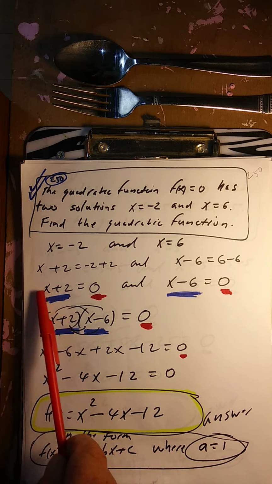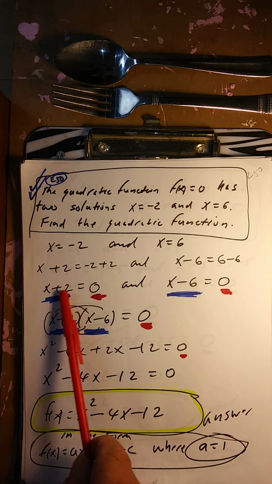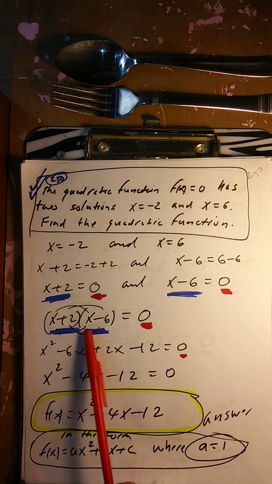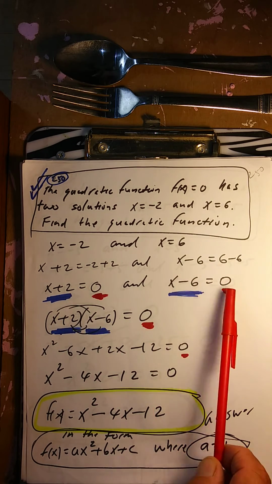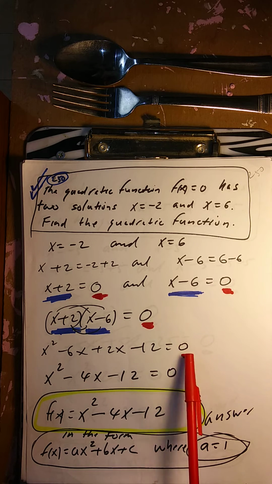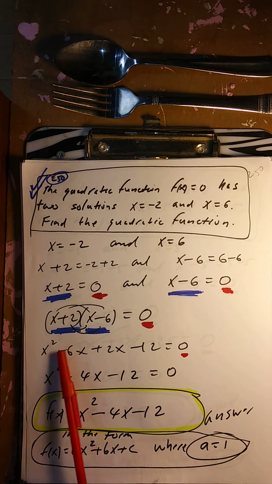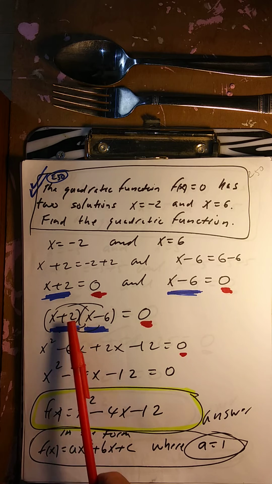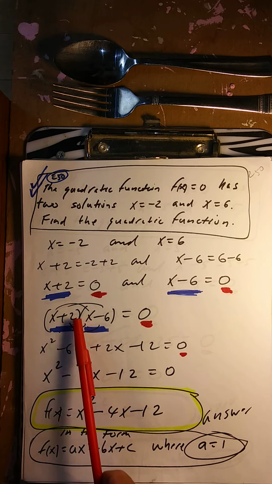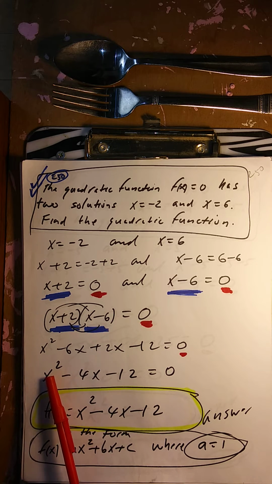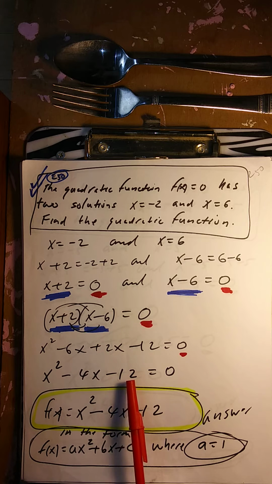So I'm going to multiply this one times this one on the left side. The left times the left. There it is. And the 0 times the 0 on the right side. So now this is still 0. But this, we can work it out. X squared minus 6x plus 2x minus 12. So that's going to be x squared minus 4x minus 12 equals 0.